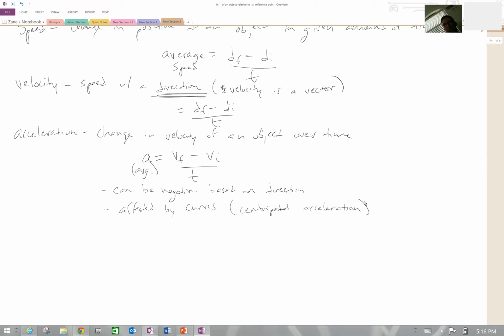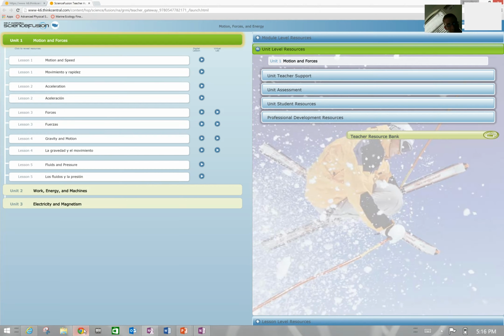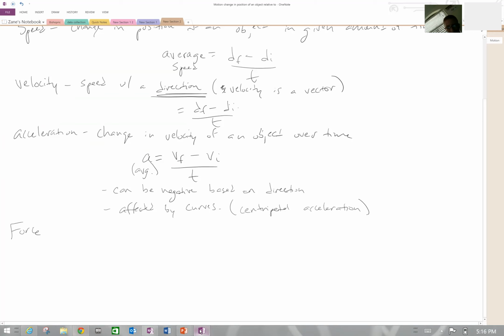Okay, feels good. Let's go on to forces. This is lesson 3 on Think Central. So there's forces. Now forces are basically best defined as a push or pull on an object.